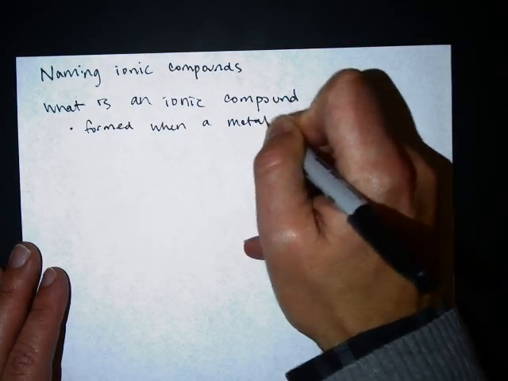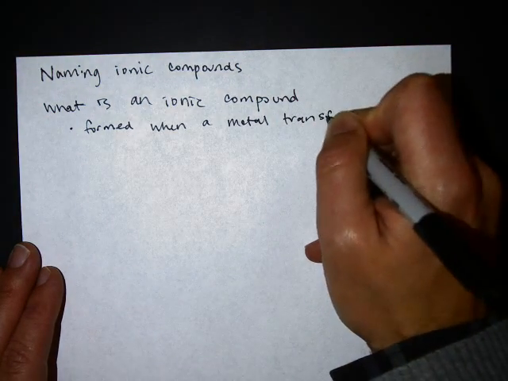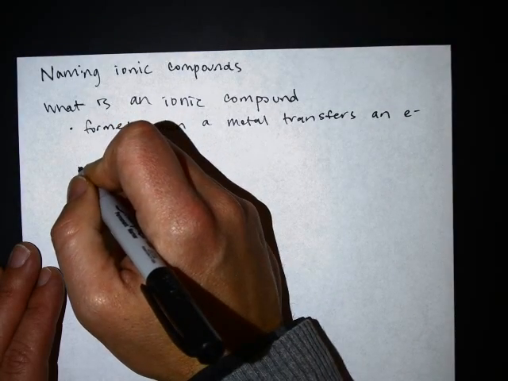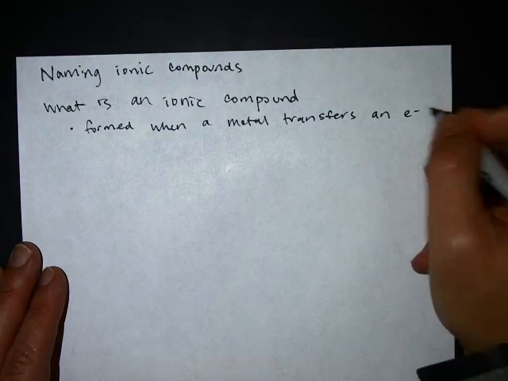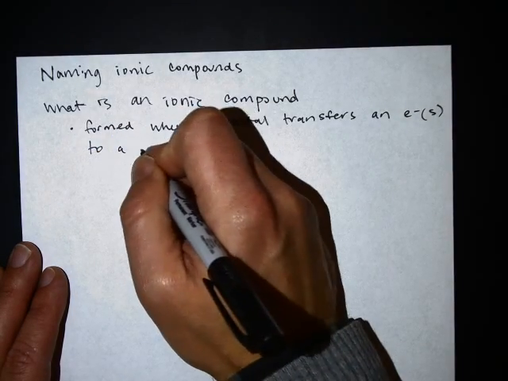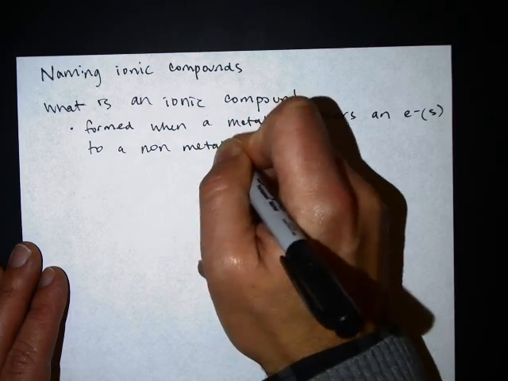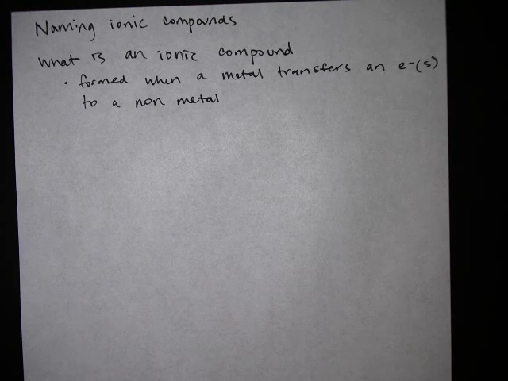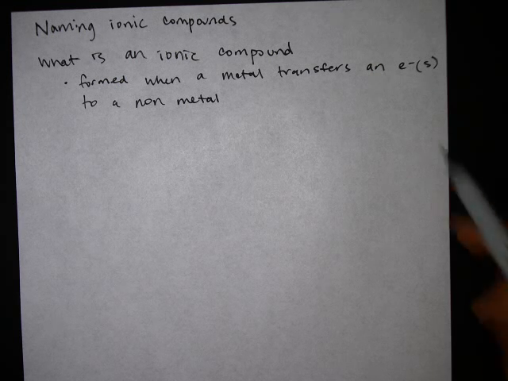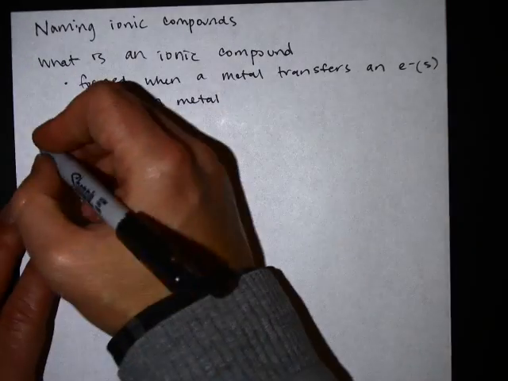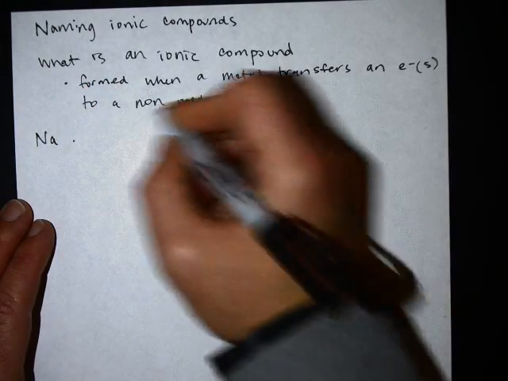Ionic compounds are formed when a metal transfers an electron, or more than one electron, to a nonmetal. Electron or electrons. It doesn't have to be just one, it could be many.